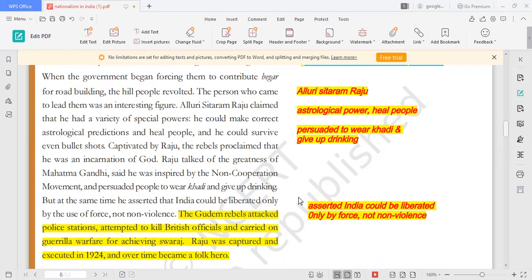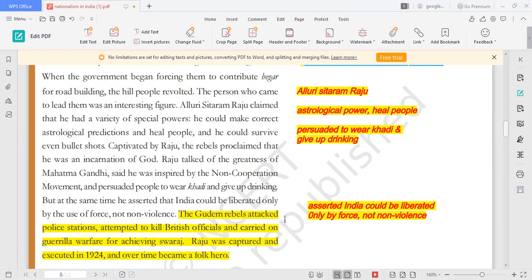What happened at the end? The Gudam rebels came to know about Mahatma Gandhi and the non-cooperation movement. When they came to know, the Gudam Hills people, the rebels, started attacking the police stations, attempted to kill British officials, and carried on guerrilla warfare for achieving Swaraj. They thought if with force we can get Swaraj. They were instructed in such a way by Alluri Sitaram Raju.